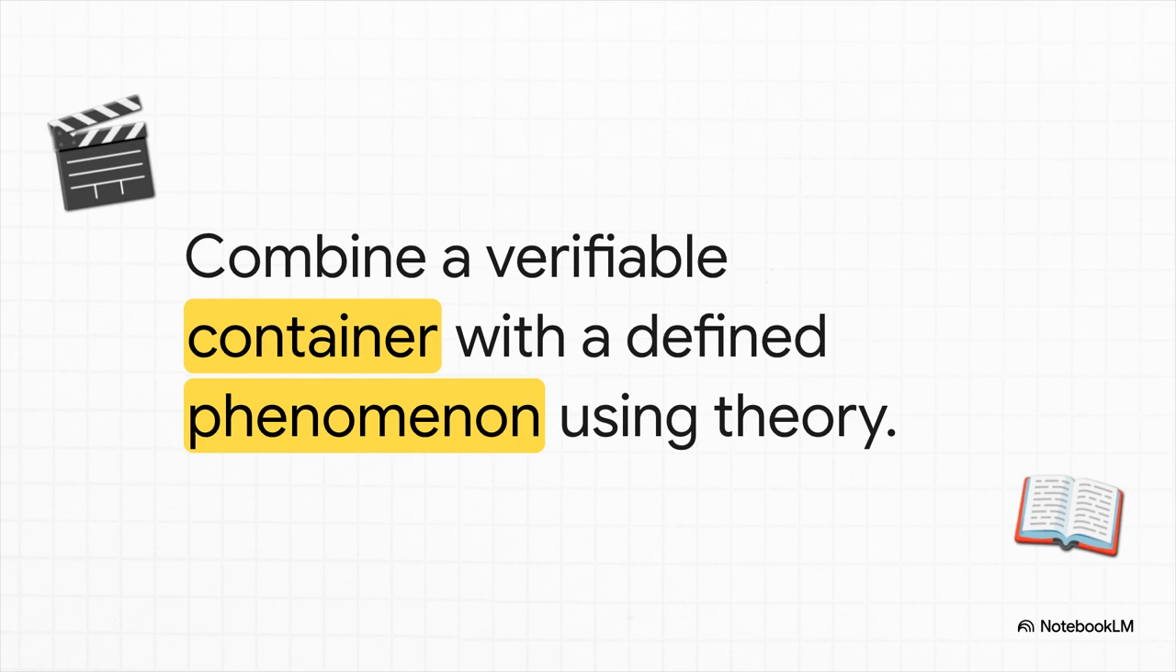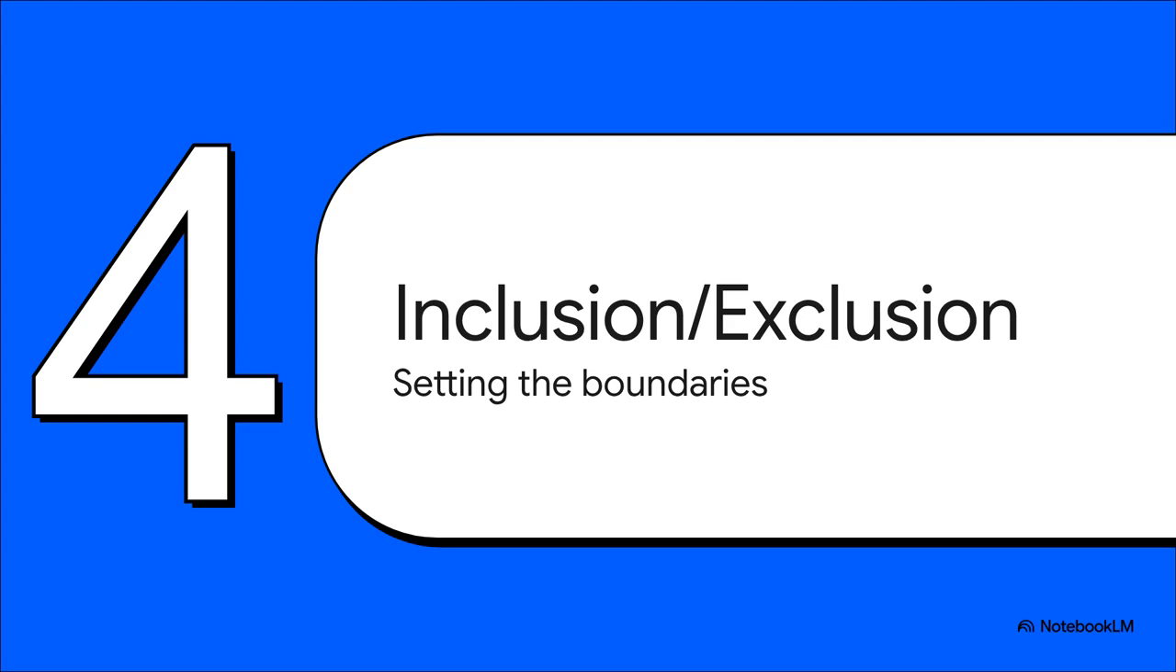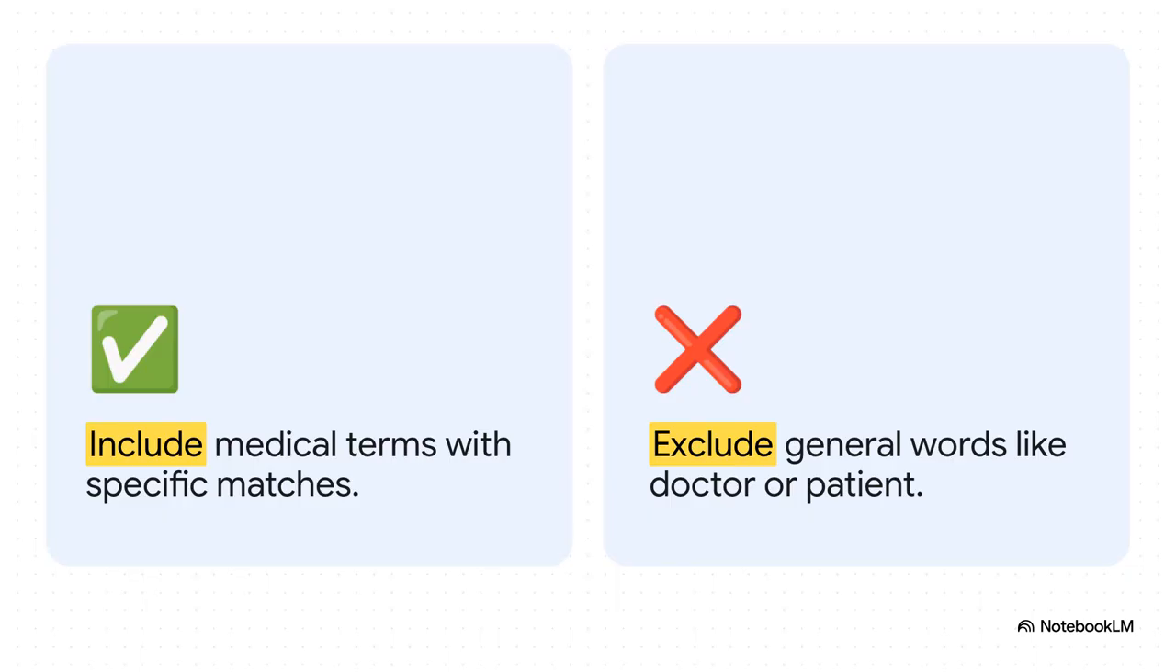Basically, you need to explain what wordplay is according to translation scholars, not according to Wikipedia. That brings us to Section 4, inclusion and exclusion criteria. This is where a lot of students get tangled up, so let's look at a practical example of terminology research.